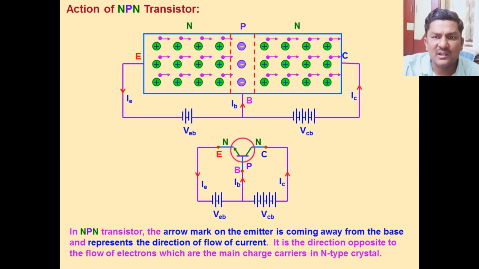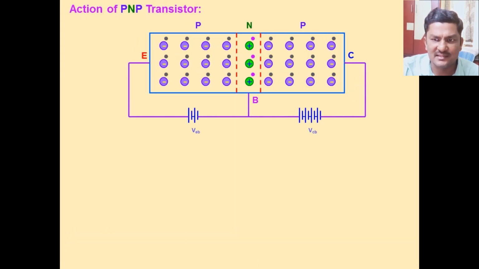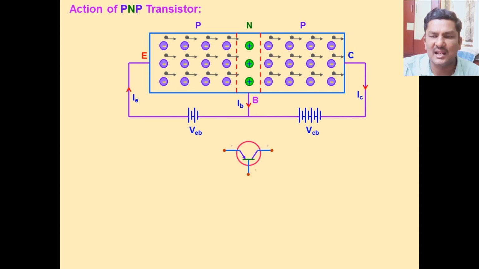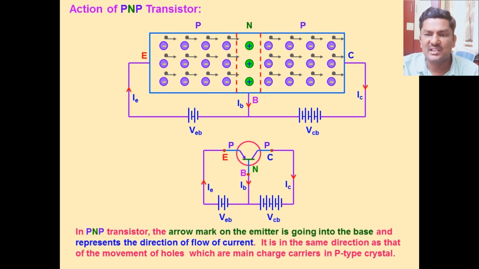Working of a PNP transistor. In a PNP transistor, the emitter is a p-type semiconductor and the base is an n-type semiconductor, so the emitter-base junction is forward biased and the base-collector junction is reverse biased. The majority charge carriers in the emitter region are holes.